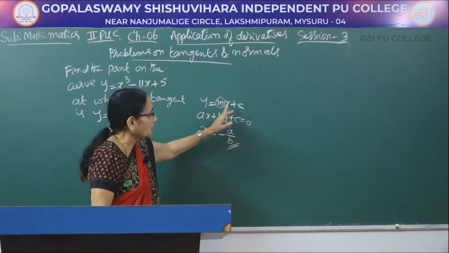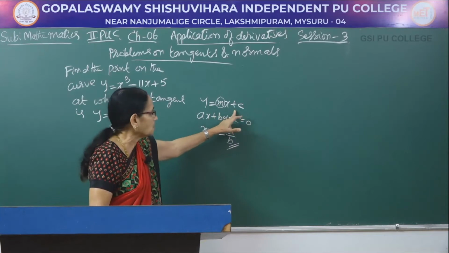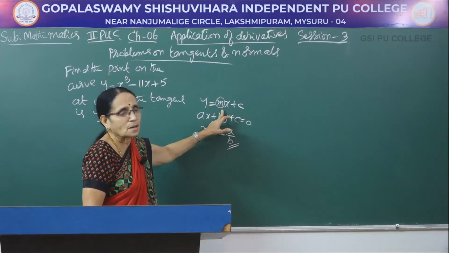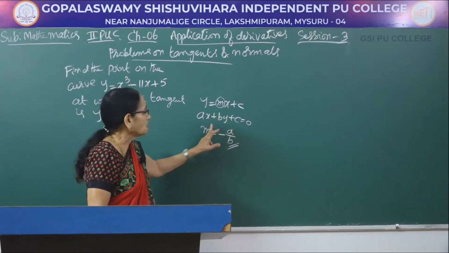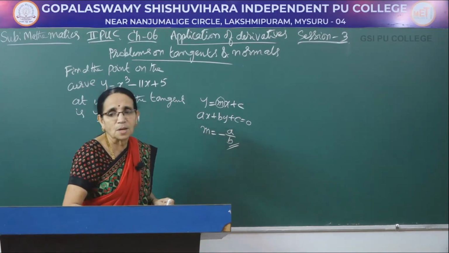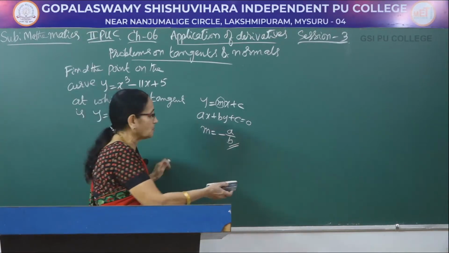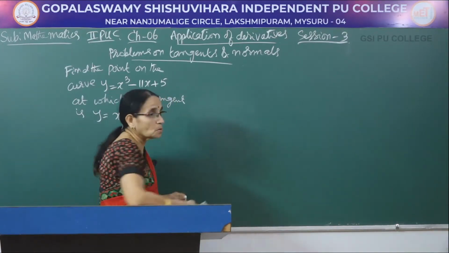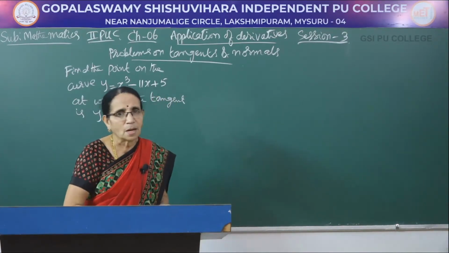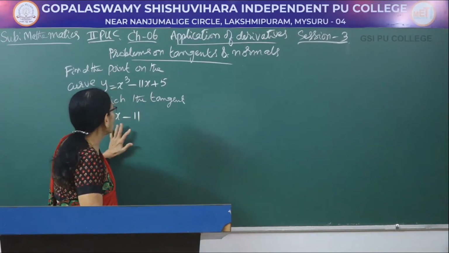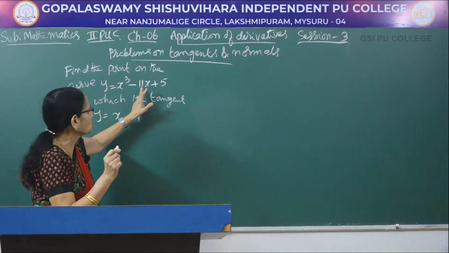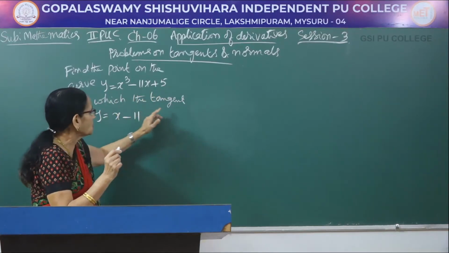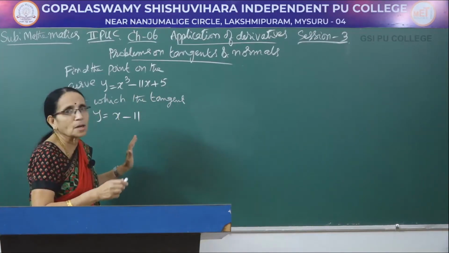So, if it is directly in the slope intercept form, slope can be given directly. Suppose it is given in the general form of the equation of a straight line, then this formula m equal to minus a by b will give you the slope of that one. So, all these you now have to remember depending upon the data. Now, look at this one. Here you have to find a point on the curve y equal to x cube minus 11x plus 5, at which the tangent is y equal to x minus 11.